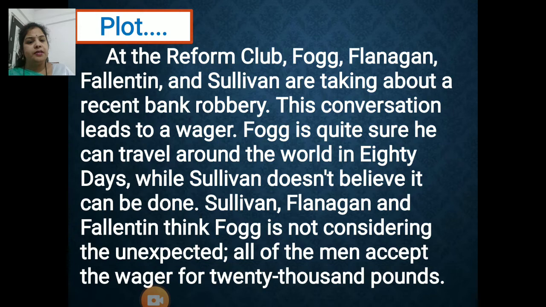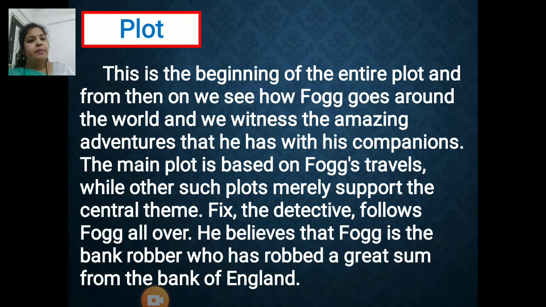This conversation leads to a wager. Fogg is quite sure he can travel around the world in 80 days, while Sullivan doesn't believe it can be done. Sullivan, Flanagan, and Flanagan think Fogg is not considering the unexpected. All the men accept the wager for 20,000 pounds. This is the beginning of the entire plot, and from then on, we see how Fogg goes around the world and we witness the amazing adventures that he has with his companions.